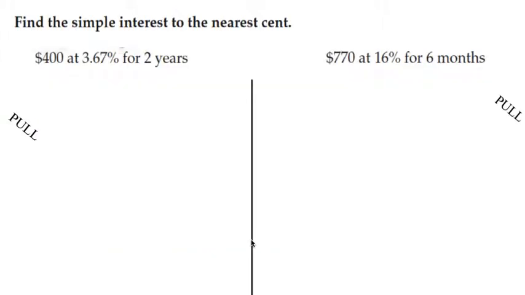Here are 2 for you to try. I'll do the first one for you, and then I'll have you pause the video and try the one on the right. Find the simple interest to the nearest cent. So we're going to the nearest hundredth. So we're investing $400. Here is our rate, 3.67% for 2 years. Okay, so $400, I equals PRT. P is 400, rate is 0.0367. Remember, go 2 to the left, and in years it's 2 years, so we get $29.36. Go ahead and pause the video. Try the one at the right.